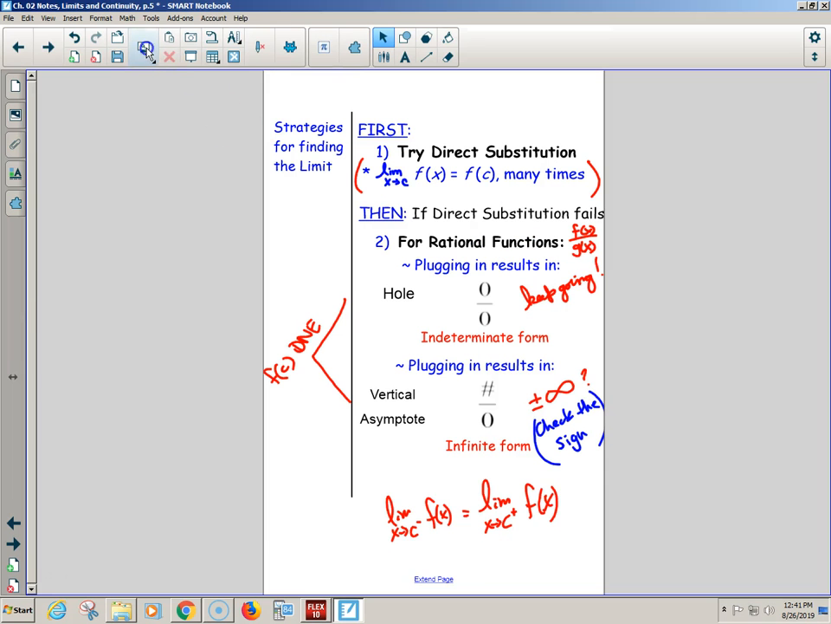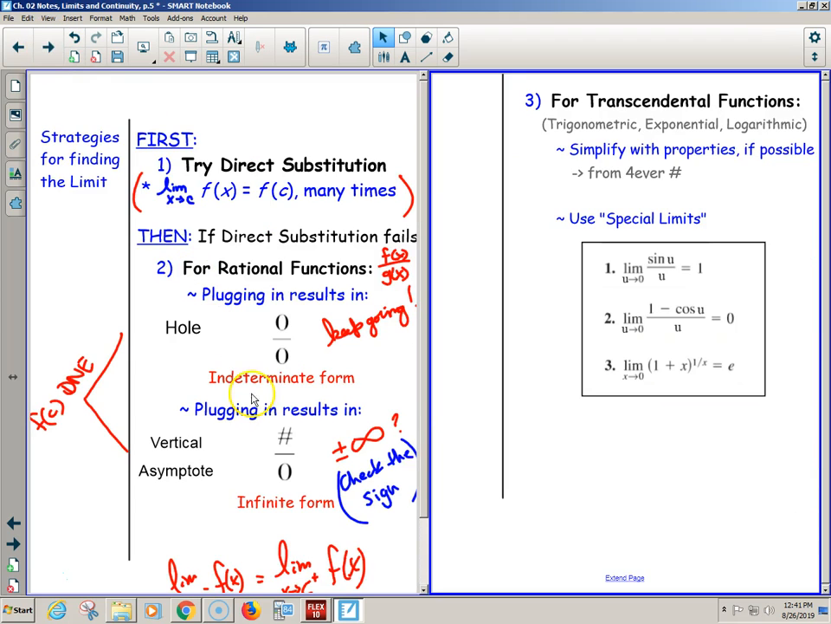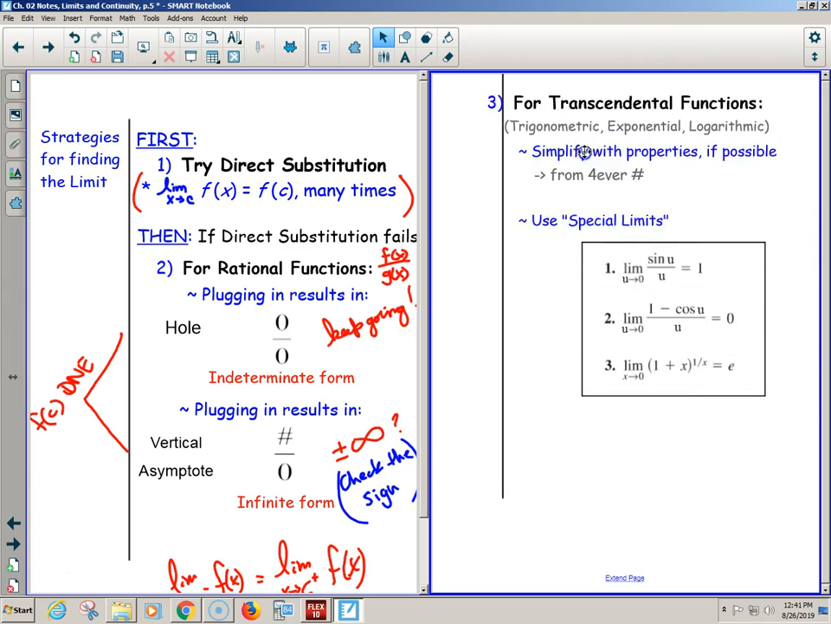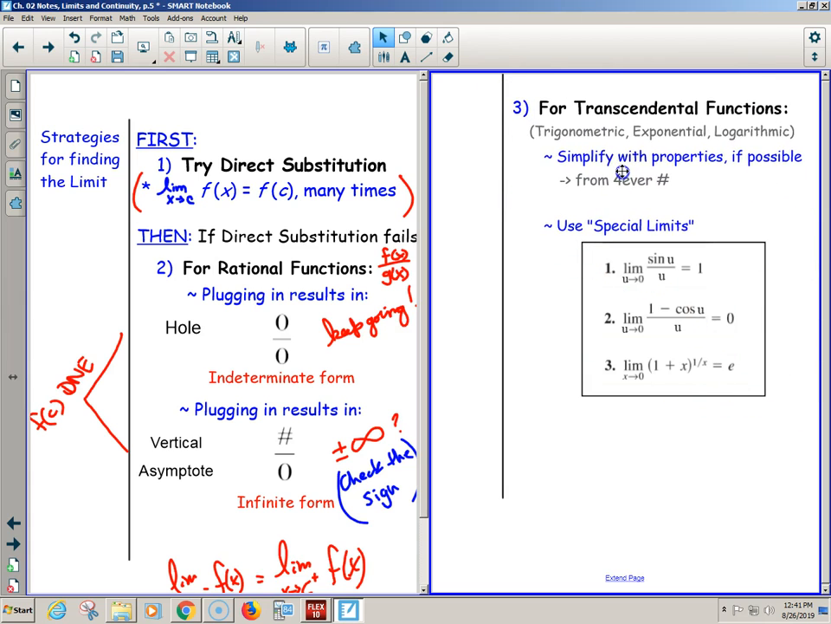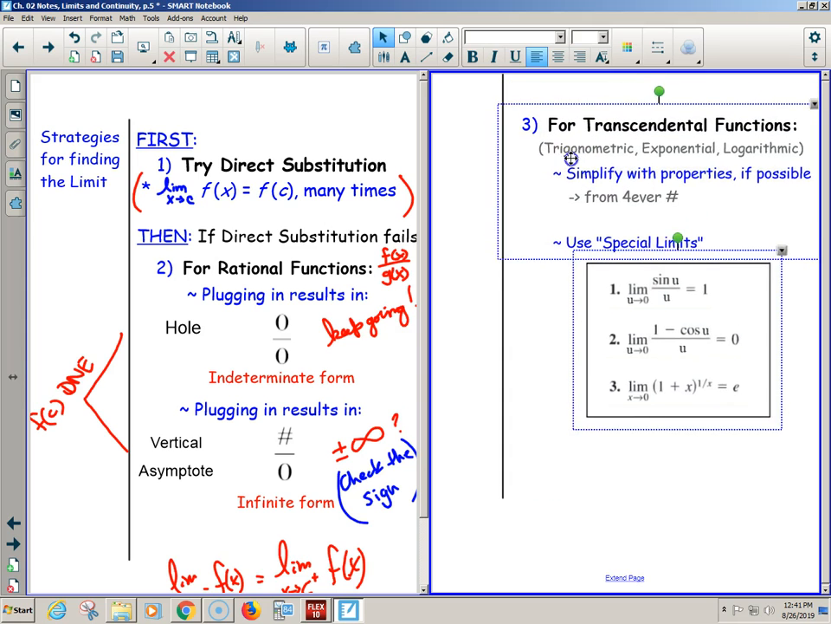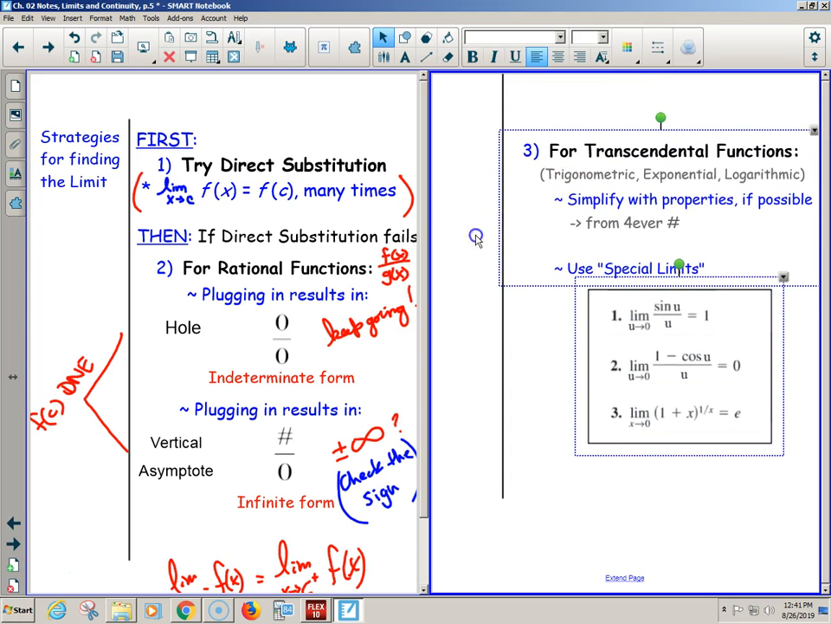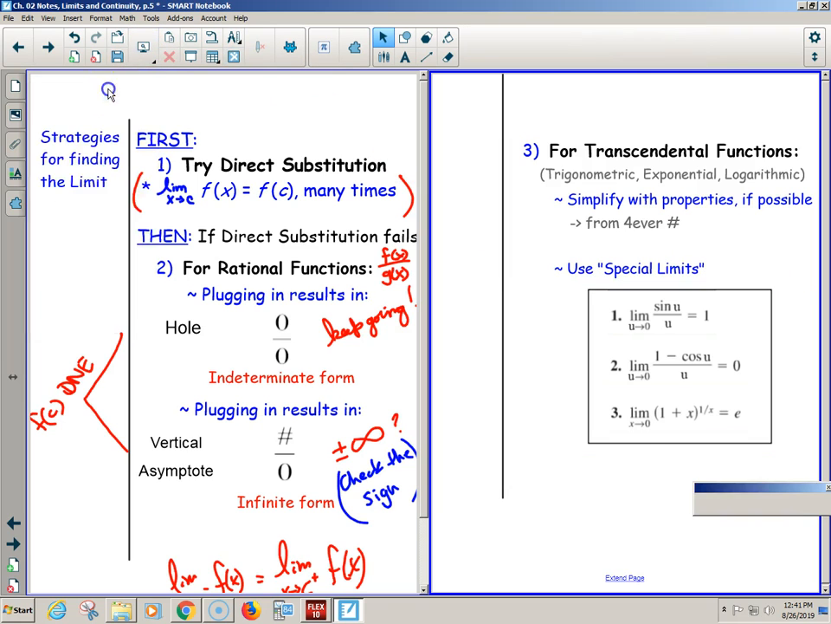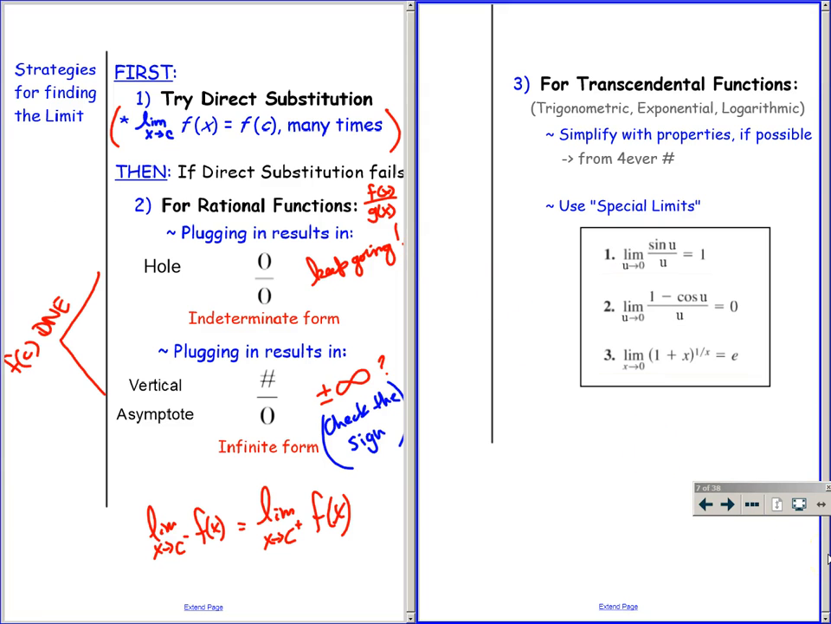Well, what about the funny ones? Yes, we try plugging in. Then yes, we try playing with it. Rational functions, we have discontinuities, etc. But then don't we have transcendental functions? Especially trigonometric functions that can have some issues. Yes, if they have some issues, we try to simplify. Maybe making tangent sine over cosine. Maybe making sine squared 1 minus cosine squared. Yeah, we can use properties. But even that might kind of fall apart to some extent.